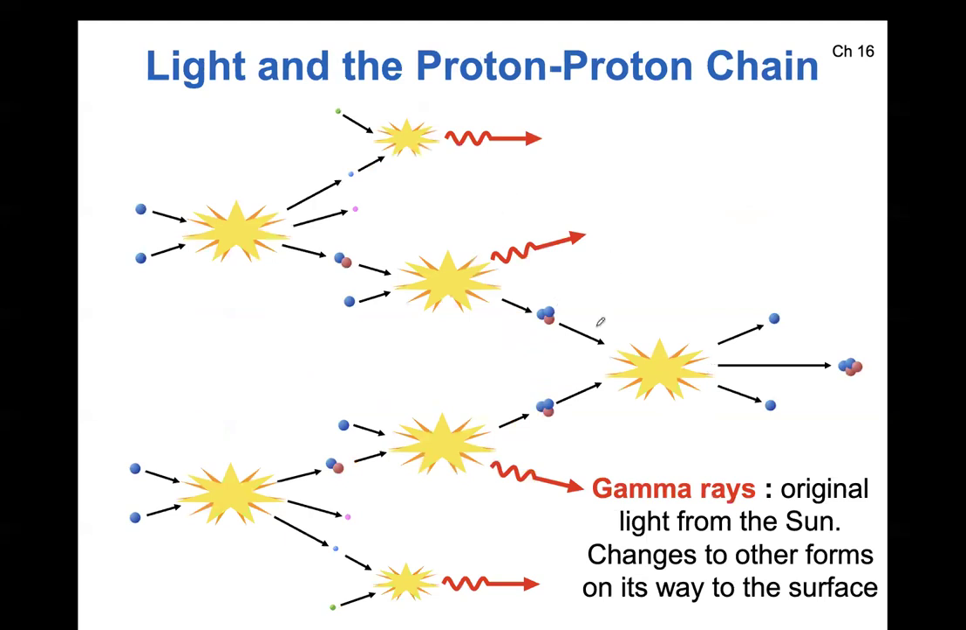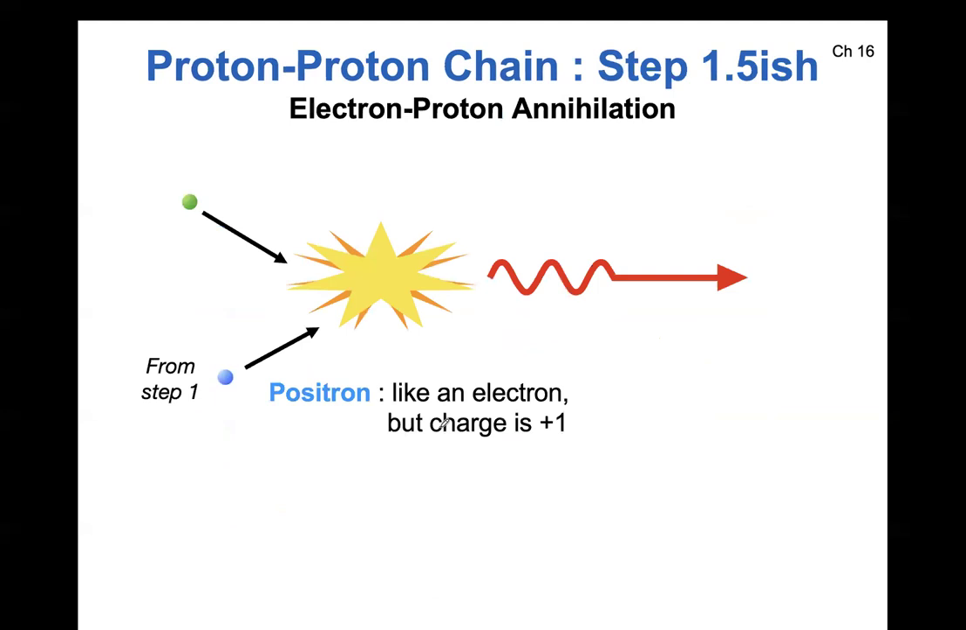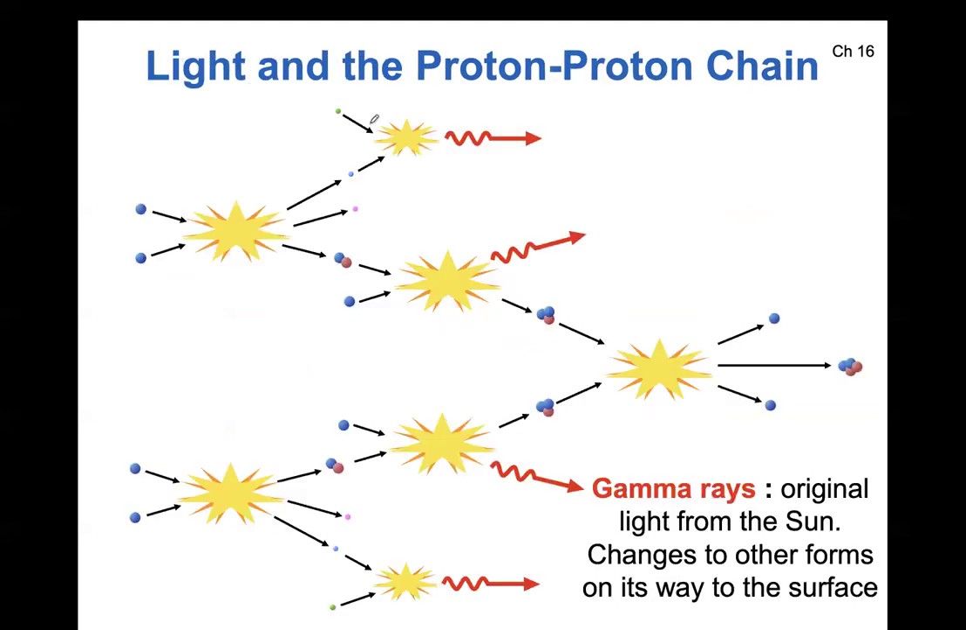So now we want to move on to the light that is produced, because if we look, we see that there are gamma rays that are coming out of this process. And we actually don't see them until the second step. So here's a summary of them.